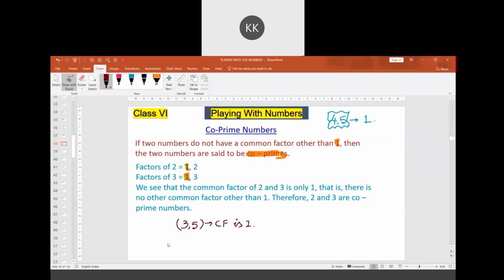Satvik says 13 and 15 are co-prime numbers. Atharv says 13 and 17 are co-prime numbers. The combination of any two prime numbers, if you take, they are called co-prime numbers. Yes, Mihir says 5 and 7 are co-prime. Correct. Satvik says 37 and 42 are co-prime. Yes, they are also co-prime. If you consider a prime number with any other number as a combination, they will be co-prime.